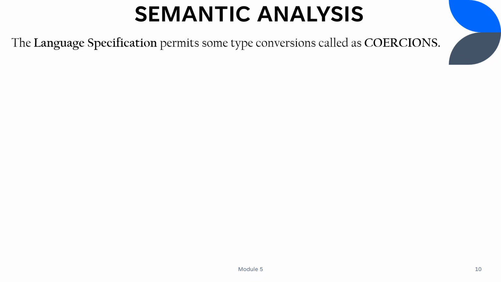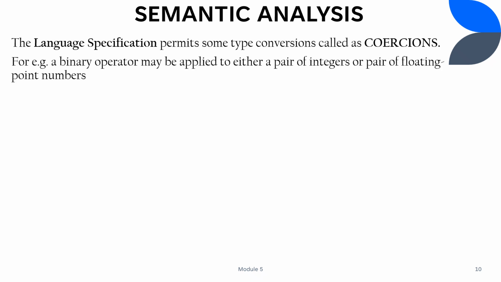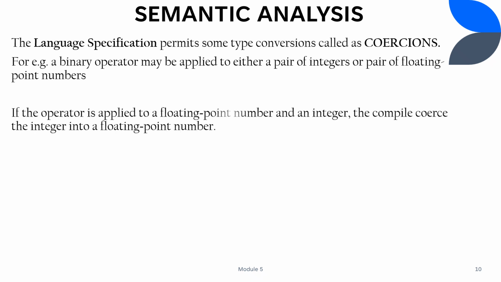Thus, the language specification permits some type conversions, which are called coercions. This means the compiler or the semantic analyzer knows which data type can be automatically typecasted. The example given on the slide is a binary operator may be applied to a pair of integers or a pair of floating point numbers. If the operator is applied to a floating point number and an integer, as I just said, the compiler will automatically typecast the integer into a floating point number.